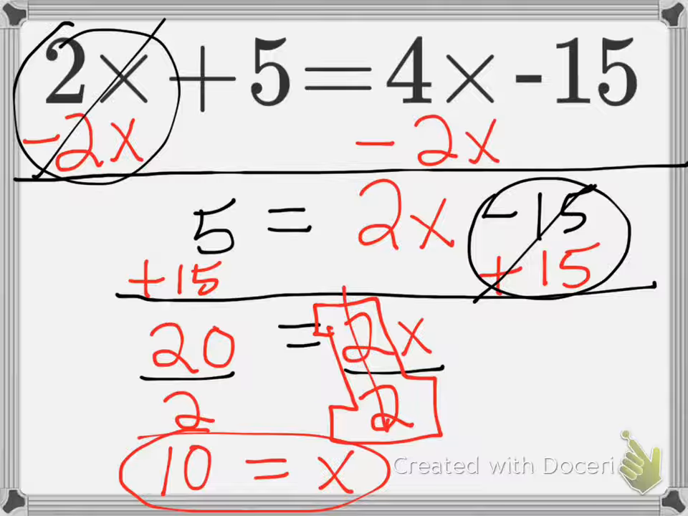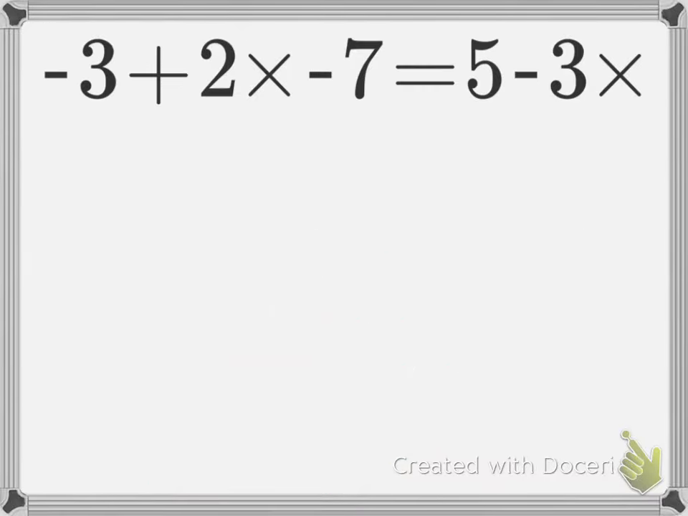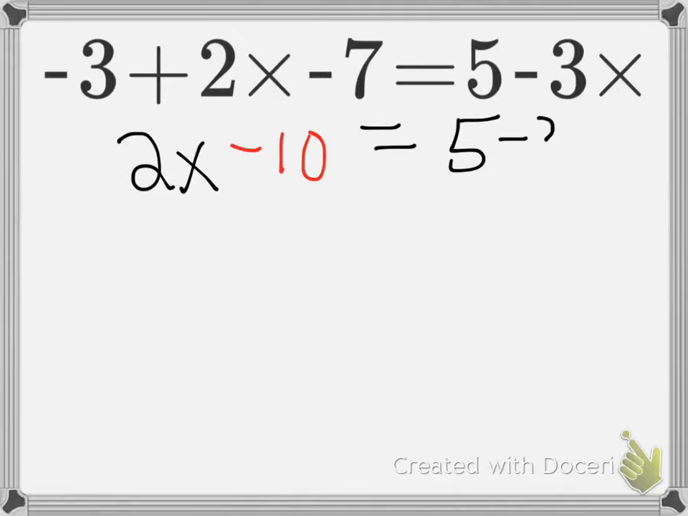Okay, so now we'll try a little bit more difficult one. We have negative 3 plus 2x minus 7 equals 5 minus 3x. So the first thing I want to do is, I can see I have a negative 3 and a negative 7. I want to combine those because they're on the same side, so I'm going to put them together. So minus 3 and minus 7 make minus 10. So what I'm left with on this side is 2x minus 10. And then the other side is equals 5 minus 3x.